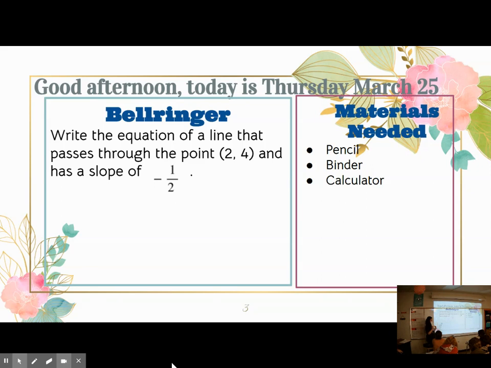Okay, awesome, thank you. Cody, tell us, do you agree or disagree? I agree, but the way I did it was a little bit different. I didn't really do any work. I just looked at it and made myself a little graph. You plotted the point and then went down 1 over 2, down 1 over 2, and wrote an equation of that line.